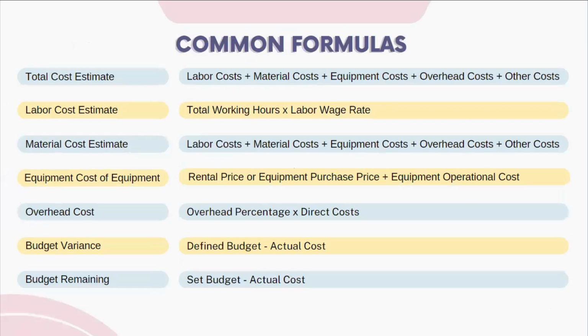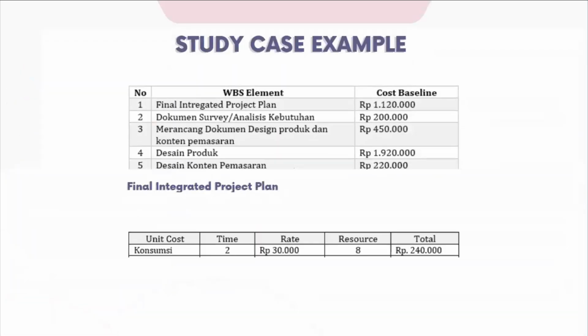Next, you can see the formulas on the screen. In cost management planning, there are several formulas that are often used. The following are some of the common formulas used in cost management planning. The first, estimated total cost. Next, estimated labor cost. The third, estimated material cost. The fourth, estimated cost of equipment. The fifth, overhead cost. The sixth, budget variance. And the last, residual budget.